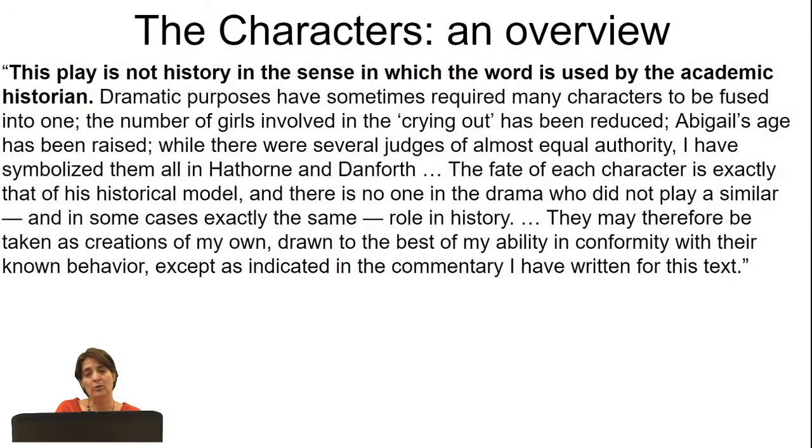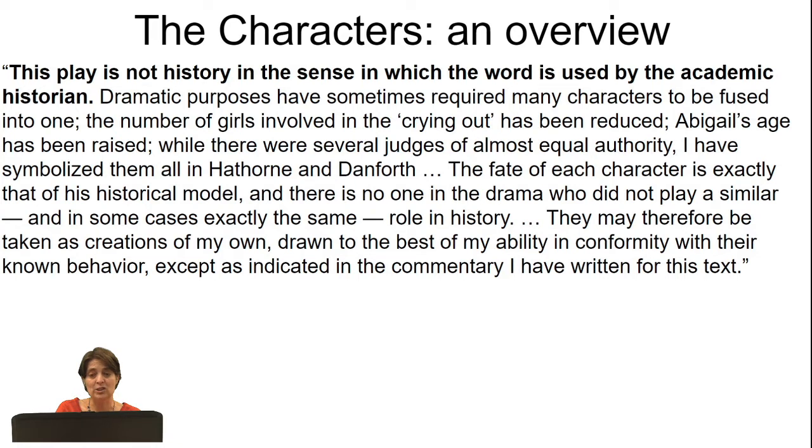So if we start off with the characters and an overview of the characters, remember what Miller said about his characters and about the way that he structured this play. He said this play is not a history in the sense in which the word is used by the academic historian. Dramatic purposes have sometimes required many characters to be fused into one. The number of girls involved in the crying out has been reduced. Abigail's age has been raised. While there are several judges of almost equal authority, I have symbolized them all in Hathorne and Danforth.